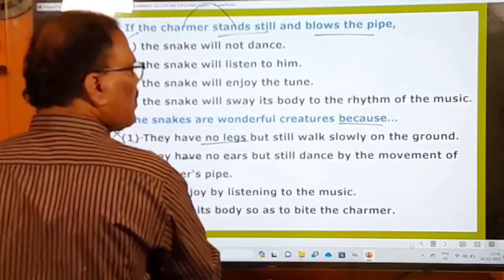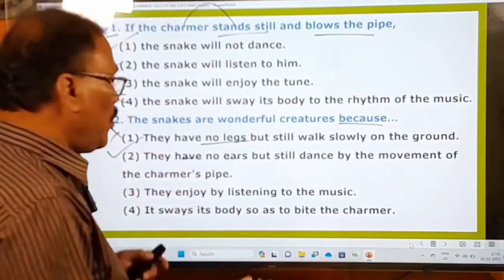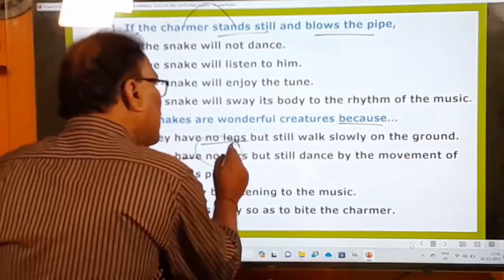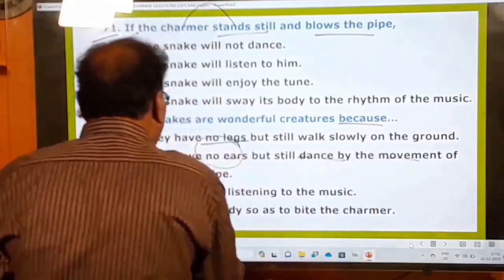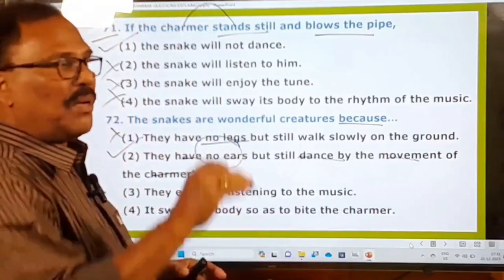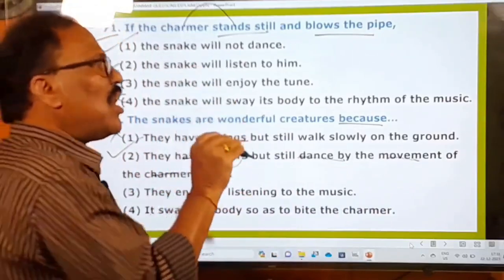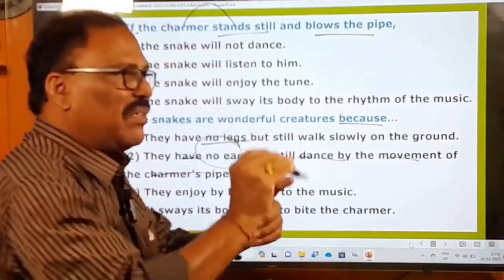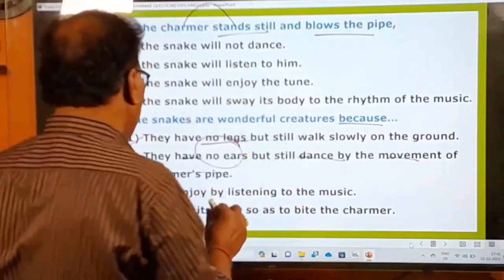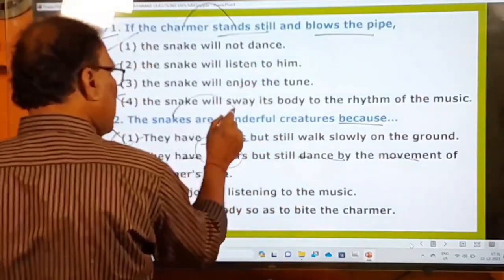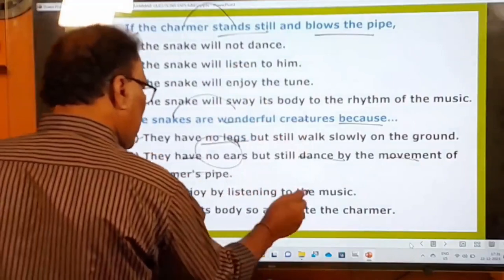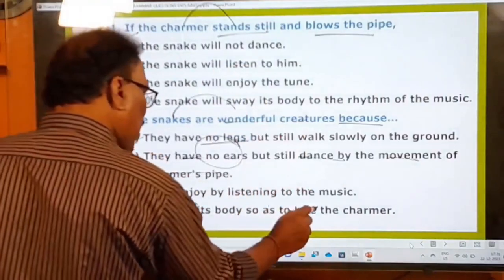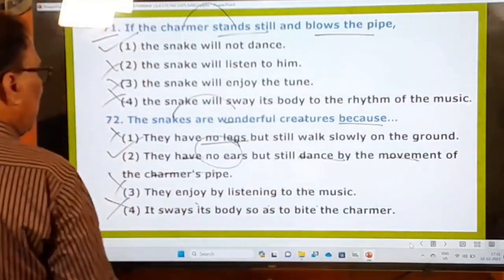They have no ears. It's wonderful because though the snakes do not have ears, they still dance by the movement of the charmer's pipe. If the charmer moves this side, it will go this side. It will be moving like that. So that's why the snakes are wonderful creatures. They enjoy by listening to the music? No. It sways its body so as to bite the charmer? No. So only the second one is the right one.